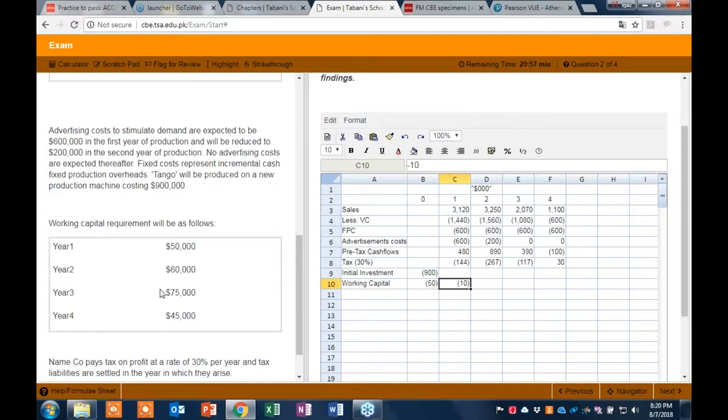So in the next year, the requirement is increasing to $75,000. So my question to all of you is, what amount should I show in the second year regarding working capital?